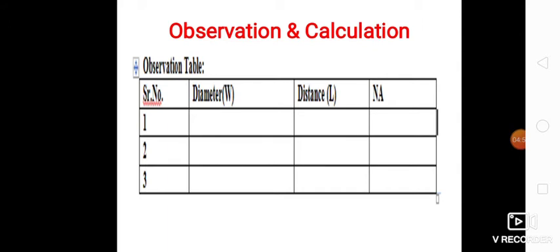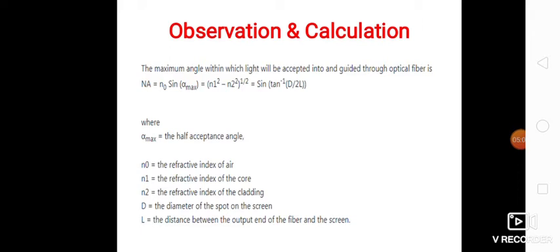Means what? We should know about N1 and N2, but we don't know N1 and N2 here. So which formula are we going to use? We are going to use this formula. See here, the third one: NA is equal to sine tan inverse of D by 2L. What is D? You can see in the second last line. D is the diameter of the spot on the screen and L is the distance between the output end of the fiber and the screen.